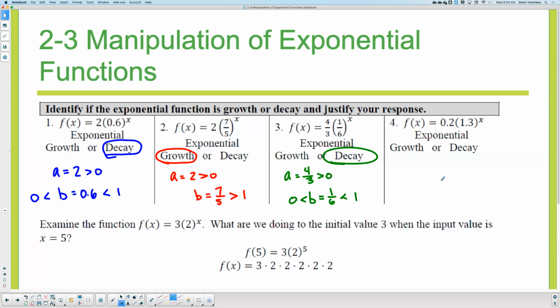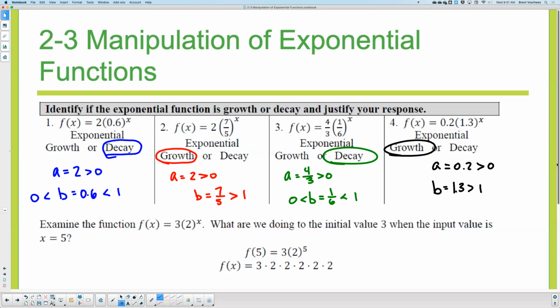Okay, what about number 4? Okay. I'd say growth. All right, Chris, talk me through why you say growth. B is greater than 1. So that's the A is 0.2. What's the test on A? You want to know if it's positive or negative. Is A positive or negative? Positive. So that's the upper end of the graph. Since B is greater than 1, it's going to be moving away from the horizontal asymptote, meaning that's going to be growing.